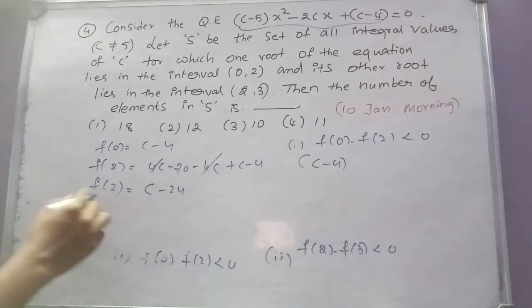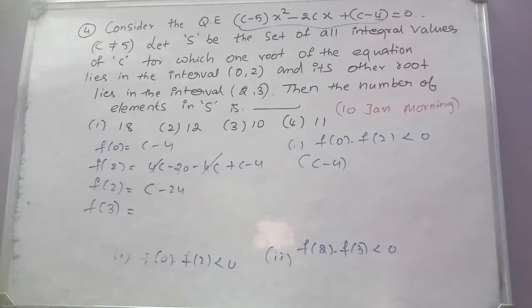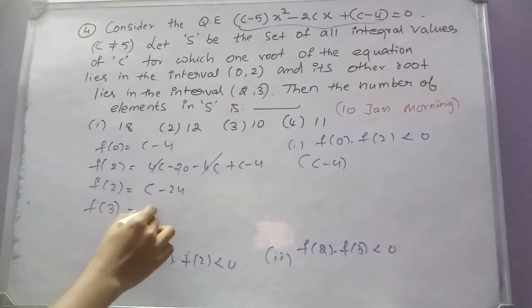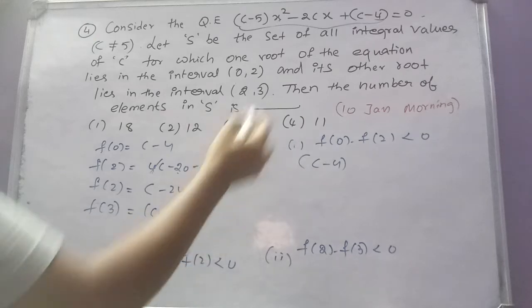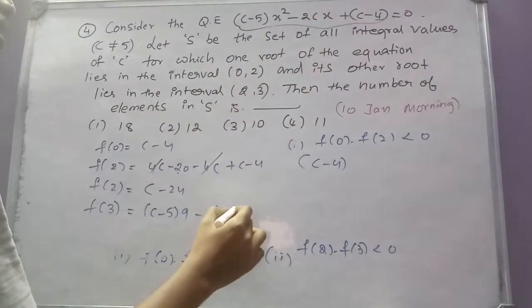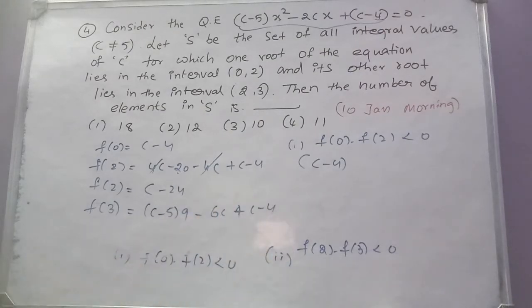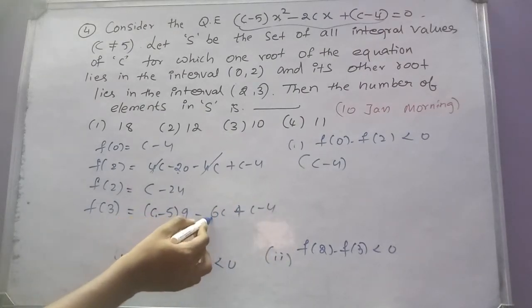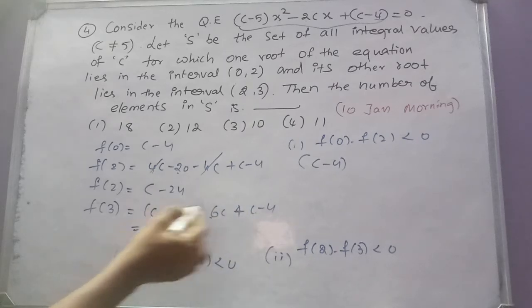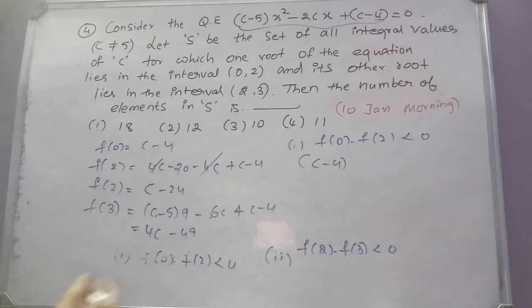And we should also find f of 3. Substitute in the quadratic equation, c minus 5 into 3 square. So c minus 5 into 9, that is 9c minus 45, minus 2c into 3, that means 6c, and then plus c minus 4. 9c minus 6c is 3c, 3c plus c is 4c, and minus 45 minus 4 is minus 49. So therefore f of 3 is equal to 4c minus 49. Remember this. First let us solve this inequality.